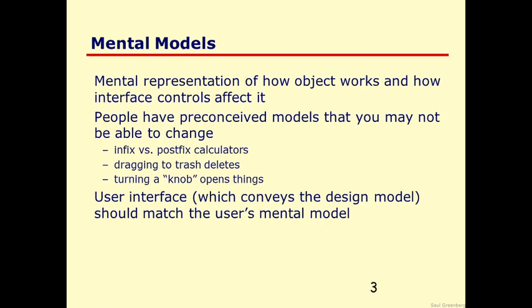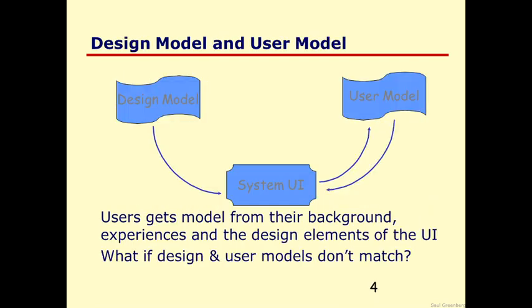Often we end up doing the correct things, but sometimes we go wrong because we have our own mental model of how things are operating and working. So we need to identify all these different types of models and how they work. This is how the design model and user model look. The system user interface is the middle layer between both of them. The user gets their model from their background experience and the design elements of the UI.